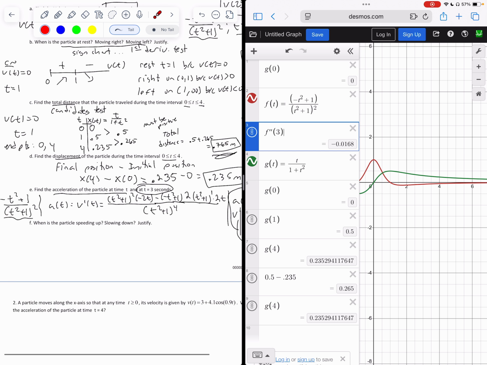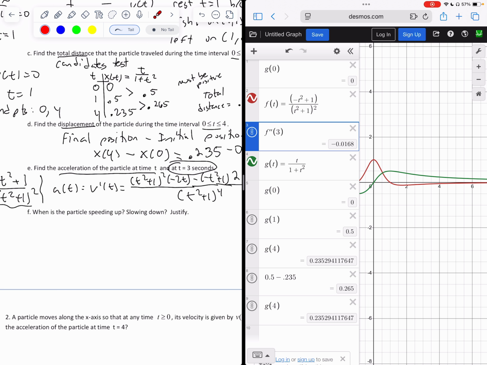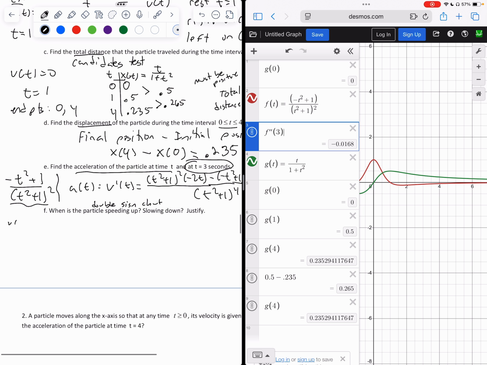This is a fun one. When is the particle speeding up or slowing down? You might remember this one, we're going to need a double sign chart. I love the double sign chart. So we need to find where velocity is 0, which we already know is 1, and we need to find out where the acceleration is 0. To find where the acceleration is 0, remember, this is the slope of velocity. This is our maxes and mins of the velocity equation.